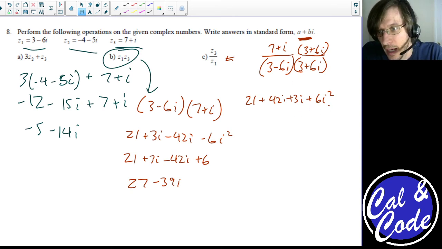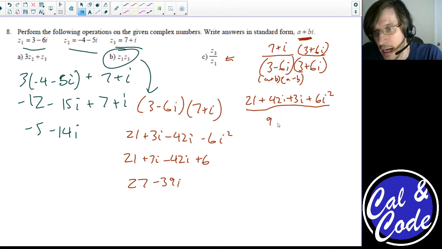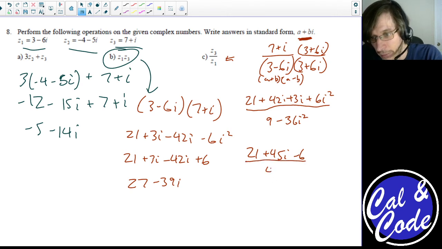And when I do the denominator all out, that is a plus b times a minus b. So that's going to be a squared minus b squared, or 9 minus 36i squared. We already talked about what happens with the i squareds. They turn into negative 1s. So I'll have 21 plus 45i minus 6 in the numerator, and I have 45 in the denominator.